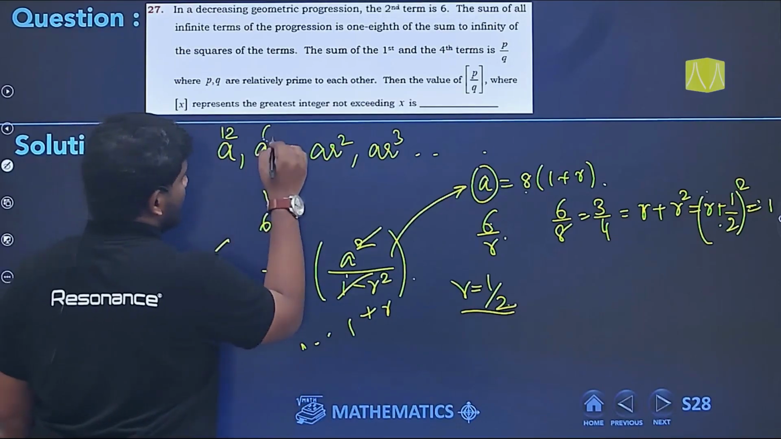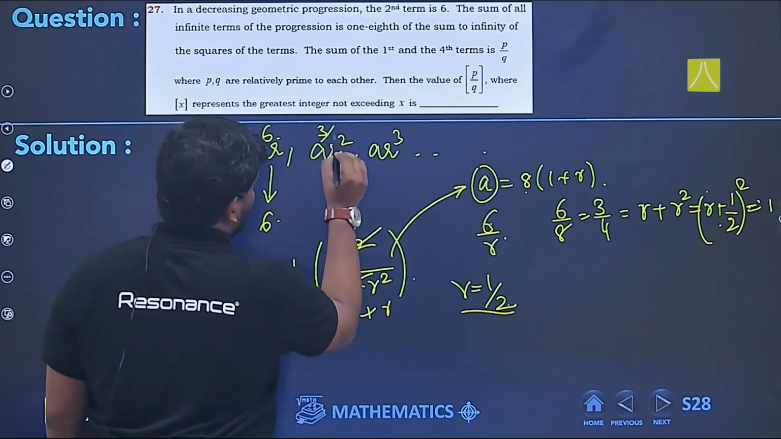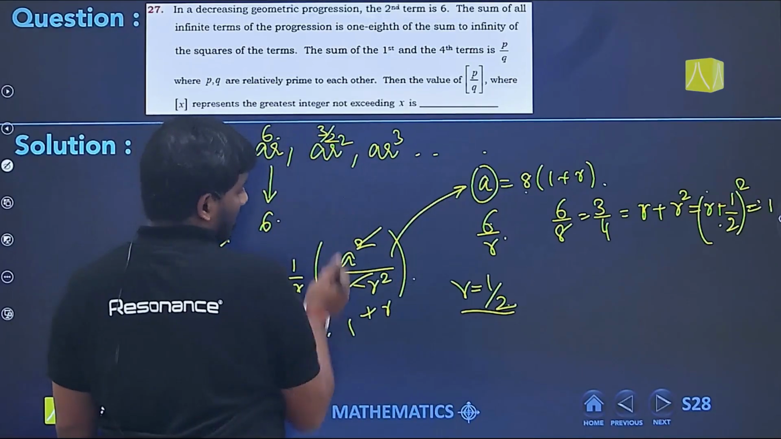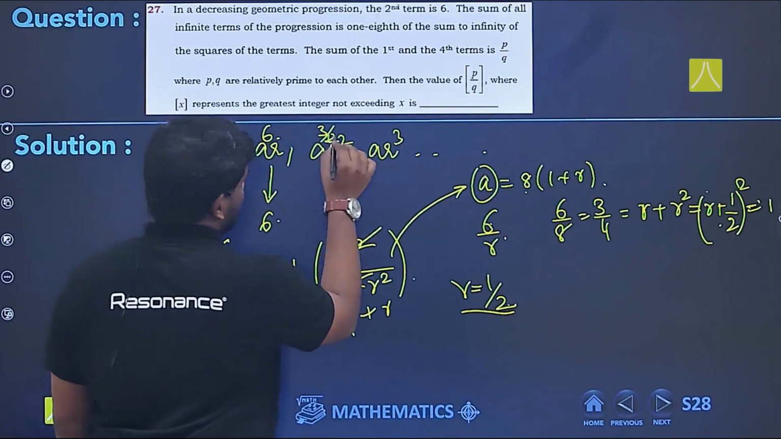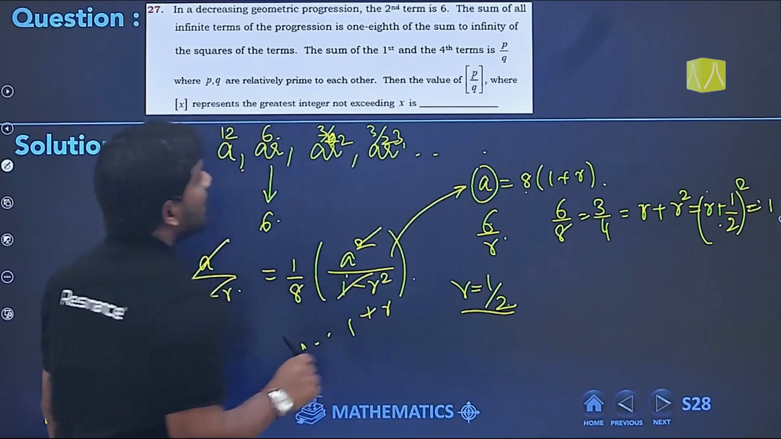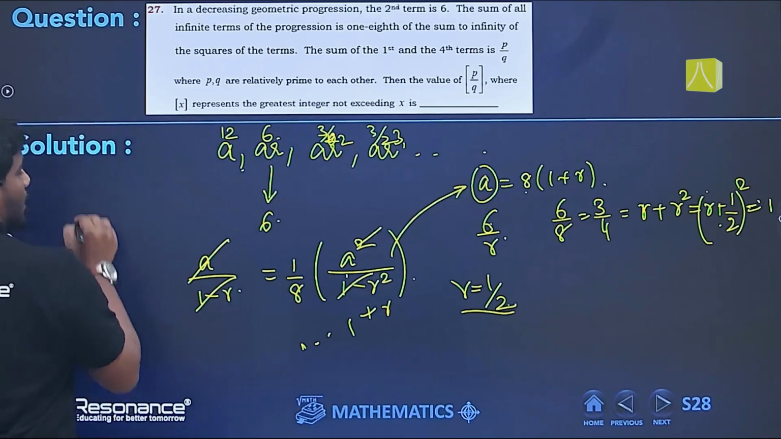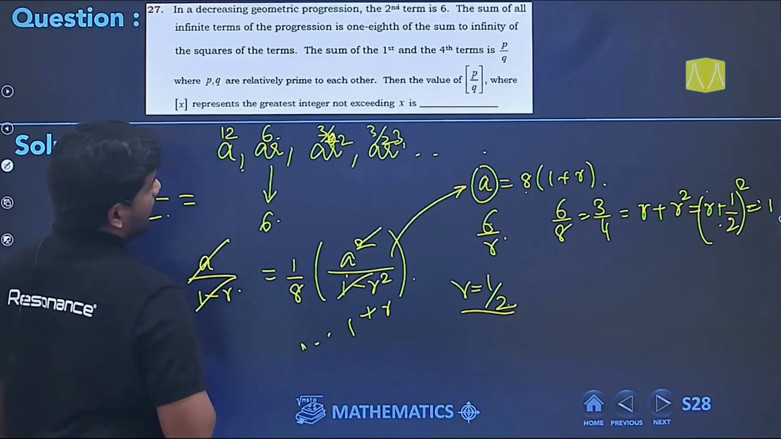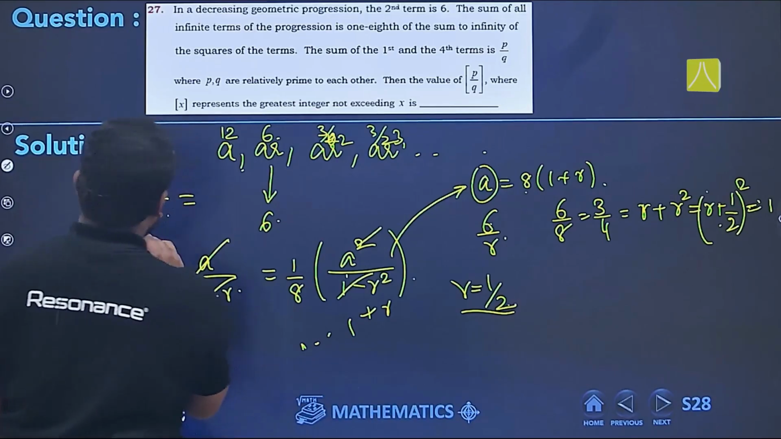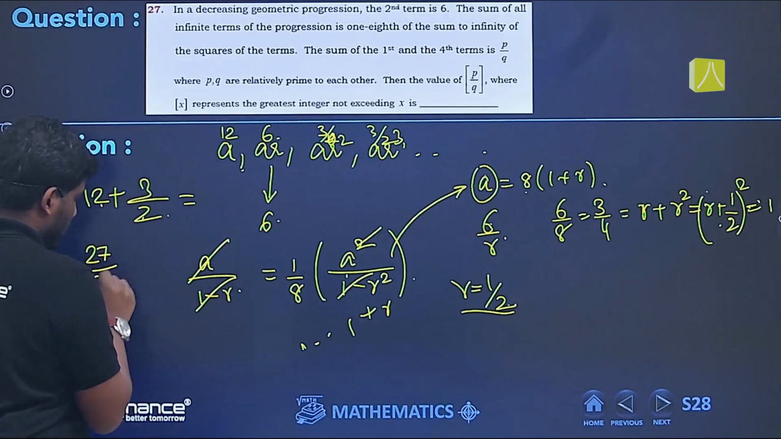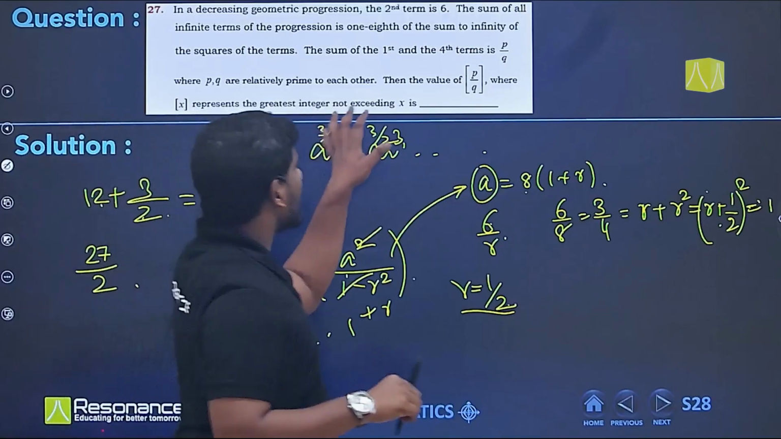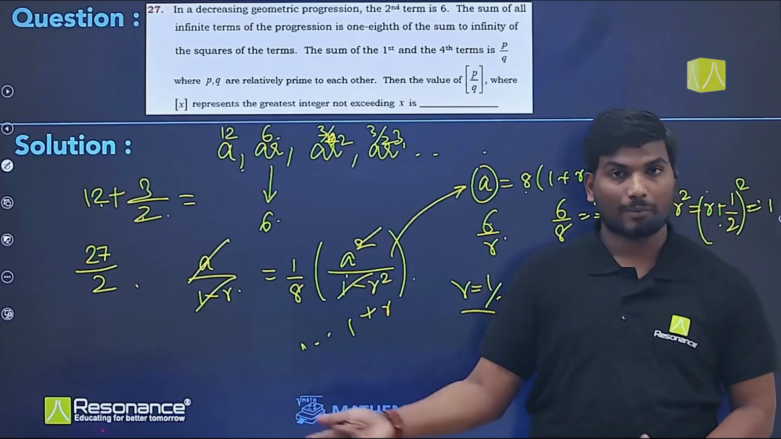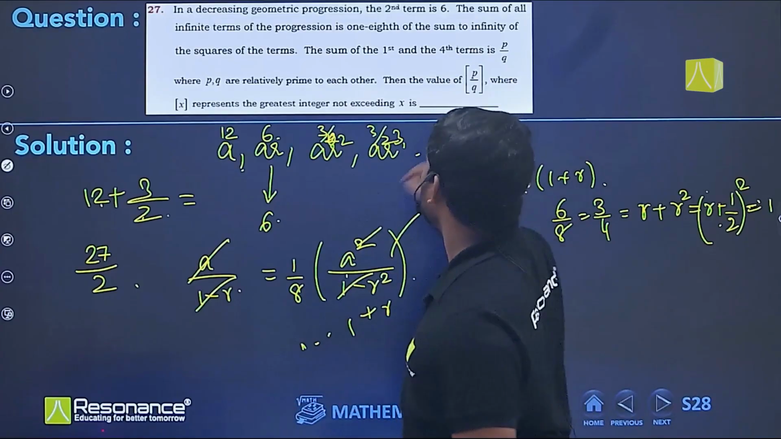So this is 12, 6, 3, and this is 3 by 2. Now sum of first and fourth terms is 12 plus 3 by 2, that is simply 27 by 2. Now greatest integer function of 27 by 2 is simply greatest integer function of 13.5. So the answer would be 13.